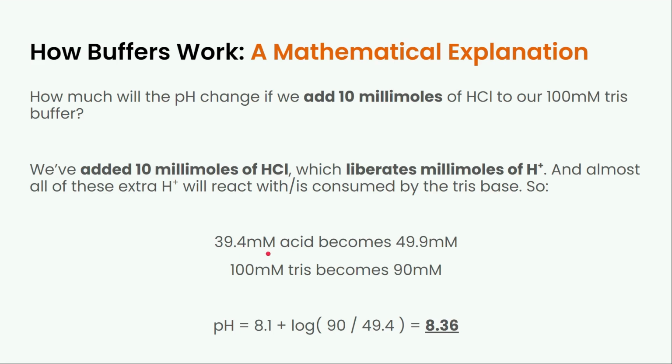So our 39.4 millimoles of acid becomes 49.4 millimoles of acid, and our 100 millimolar tris base becomes 90 millimoles, because 10 millimoles has reacted with the extra protons evolved through the addition of the HCl. So if we sub those numbers into the Henderson-Hasselbalch equation, we get pH is equal to 8.1 plus the log of 90 over 49.4, which is 8.36. So our pH is changed by, what's that, 0.114.